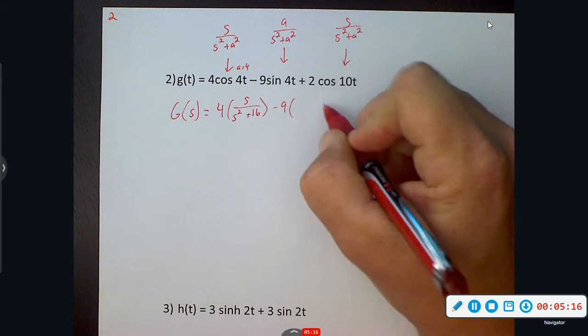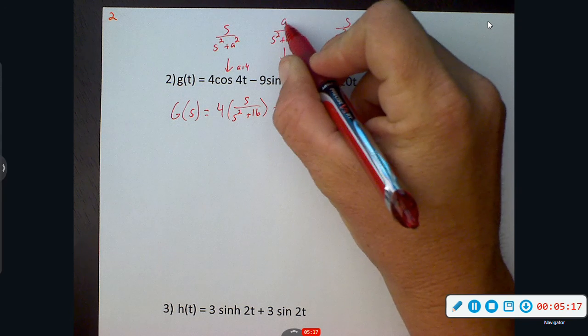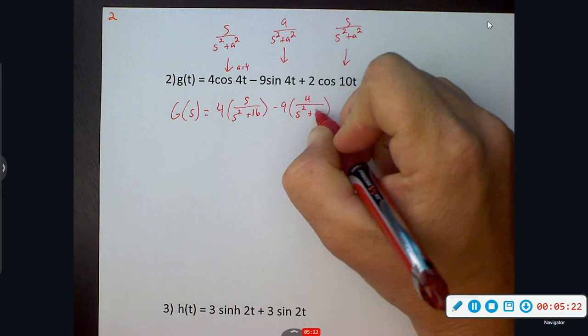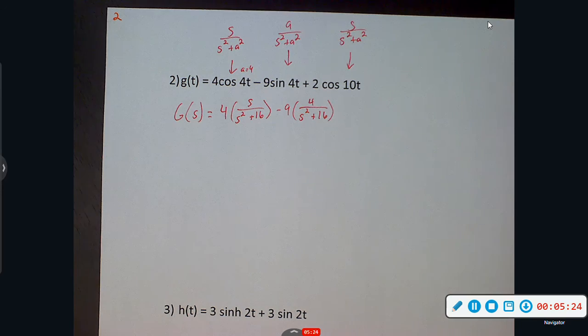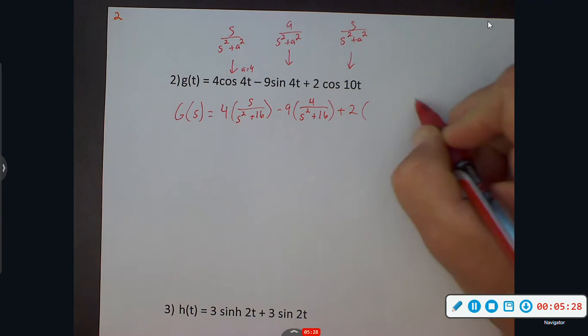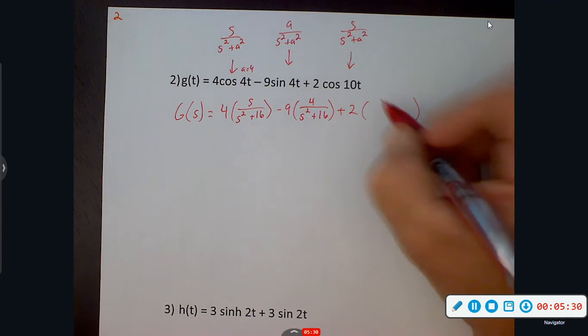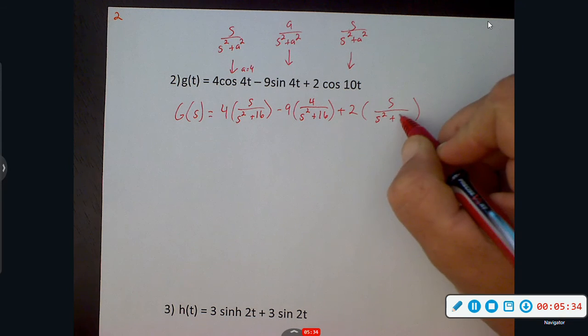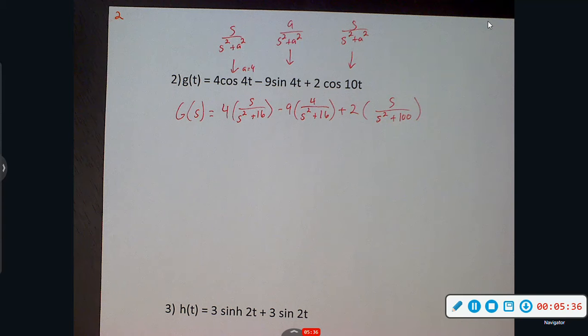Minus 9 sine of 4t. A little different now. Put the a on top. 4 over s squared plus 16, plus 2. And again, cosine back to the original. S over s squared plus 10 squared, which is 100. And that's done. That's converted to a Laplace transform. Moving on.